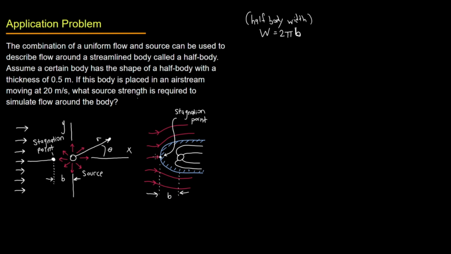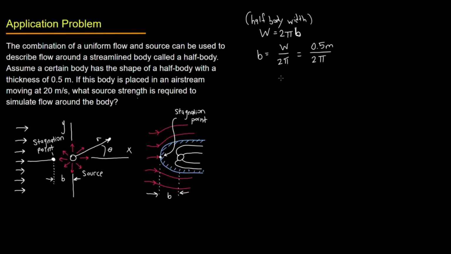So we can actually reorganize this because we have the prescribed half-body width, and we can reorganize this to get B, which we're going to need in just a moment. So B is equal to W over 2 pi, and we know that W is 0.5 meters, so this is 0.5 meters over 2 pi.